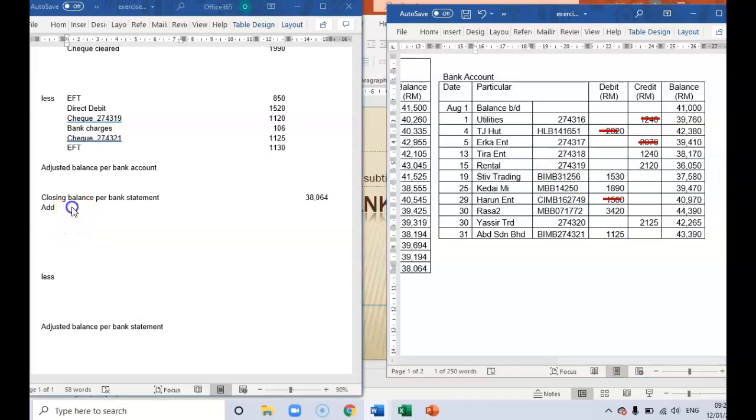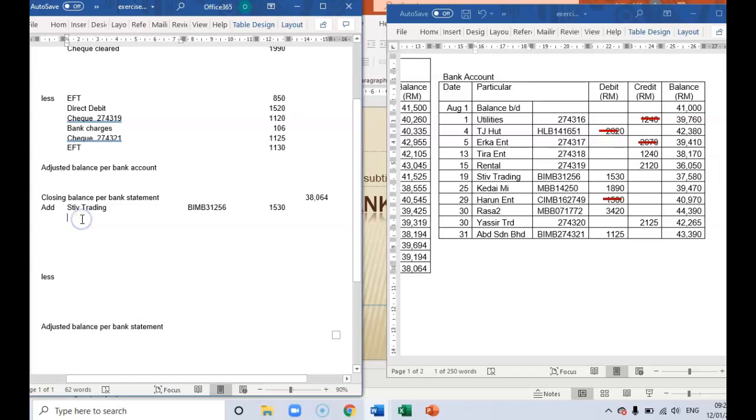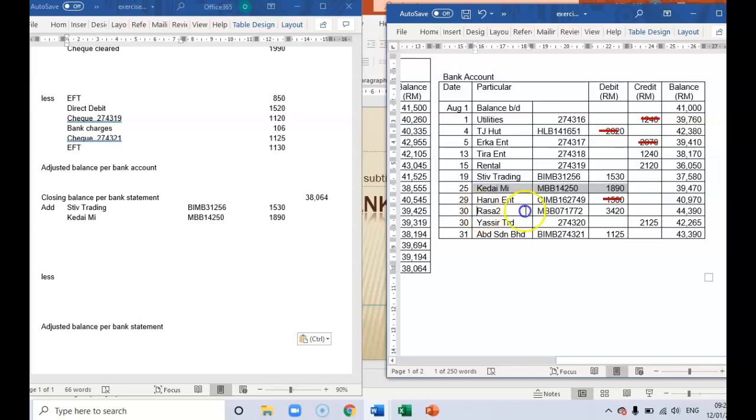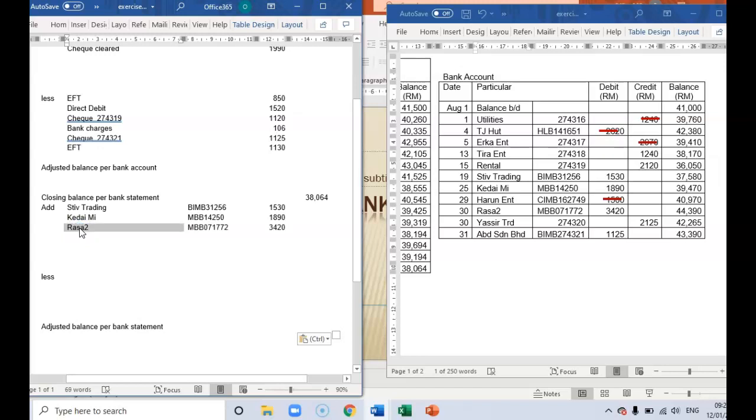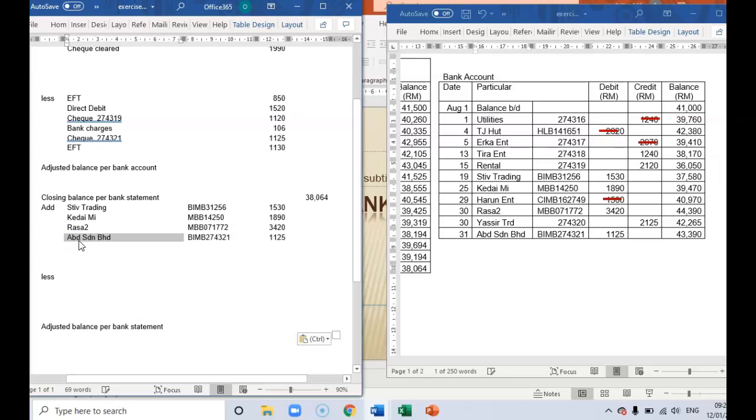and record that, and also Kedai Mini, another transaction that has not been crossed yet, and then Rasa 2. This one has not been recorded in the bank statement, but recorded in the bank account. So you need to put those informations in your bank reconciliation statement.